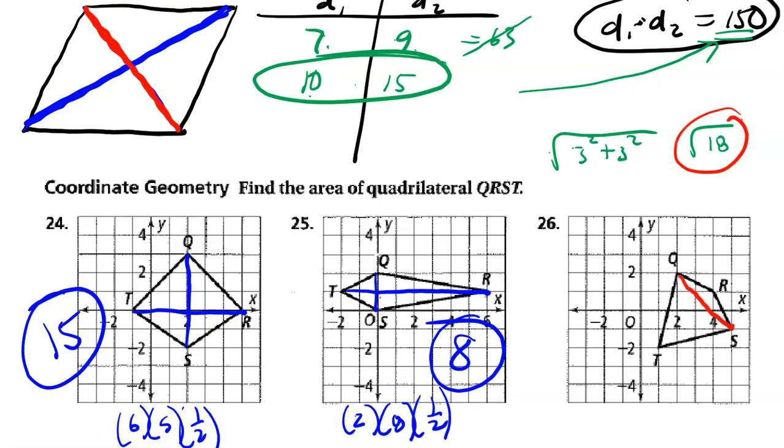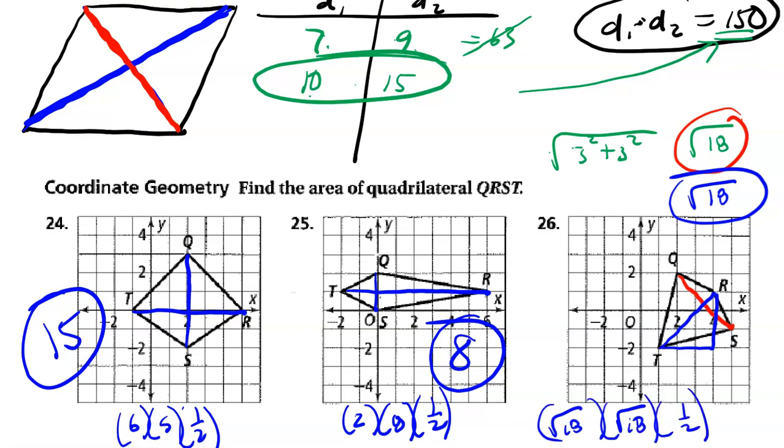And the other diagonal, this blue one, is going to be, looks like the same thing, because it looks like it's another 3 by 3. So he's going to be the square root of 18. So now when I do diagonal times diagonal times 1/2, well, the square root of 18 times square root of 18 is just 18. And 18 times 1/2 is 9. So that one was a little bit messier.